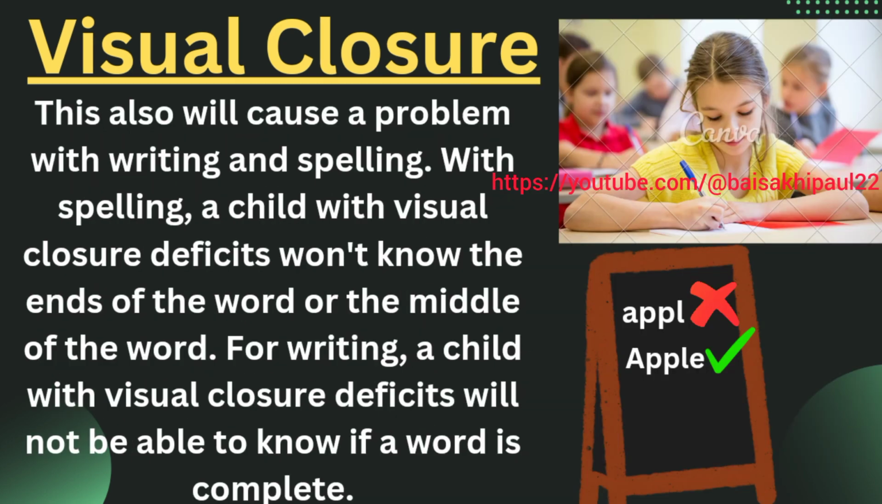This also will cause a problem with writing and spelling. With spelling, a child with a visual closure deficit won't know the end of the word or the middle of the word. For writing, a child with a visual closure deficit will not be able to know if the word is complete.